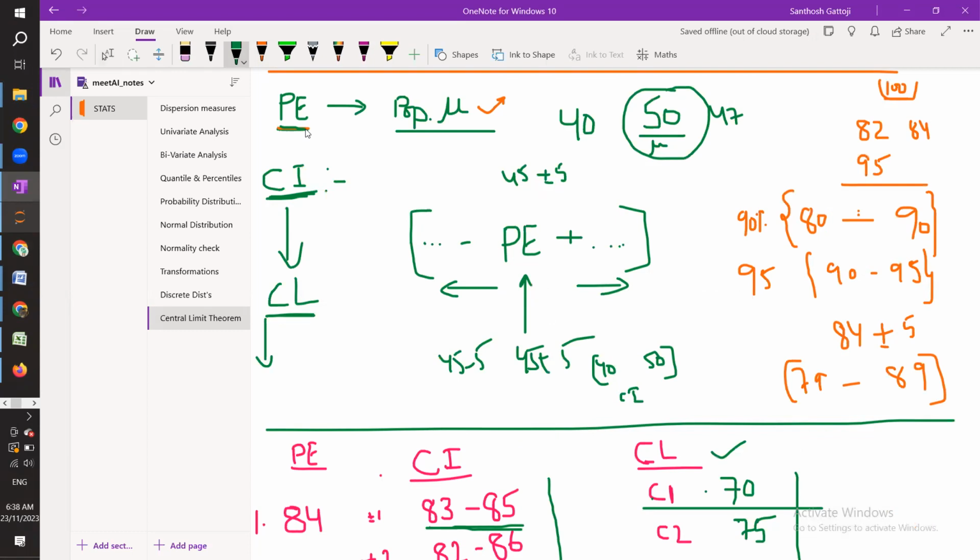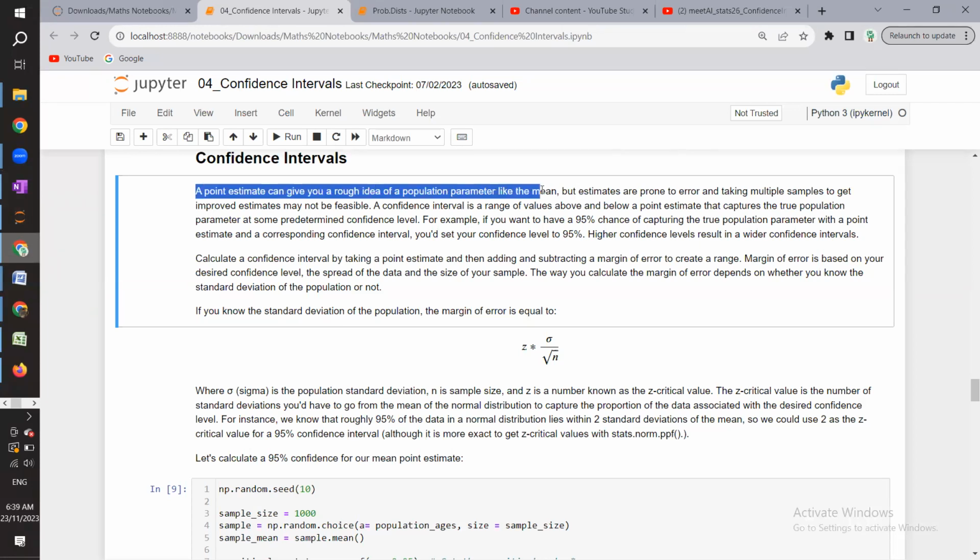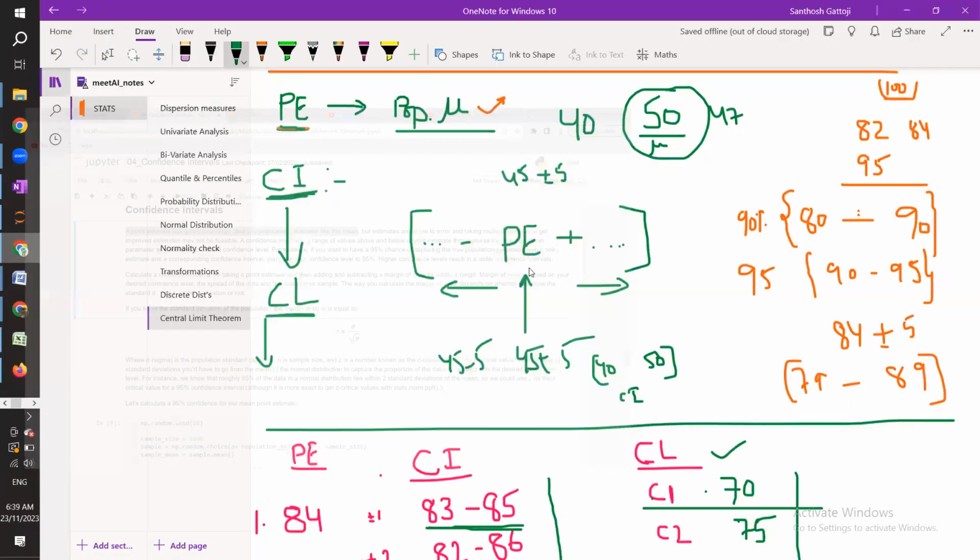Because we cannot have the whole population data available all the time, we would like to have some other value which will act as a representation of the population parameter. Any parameter, for example, population mean, population standard deviation, population variance, we can have an estimation of that. How are you going to get the estimation? From the sample.